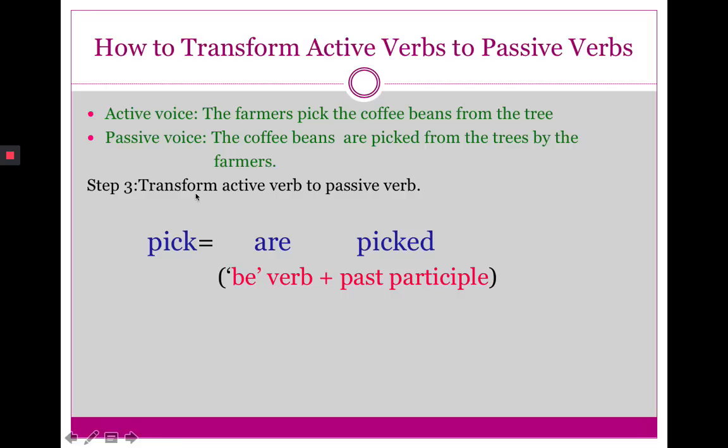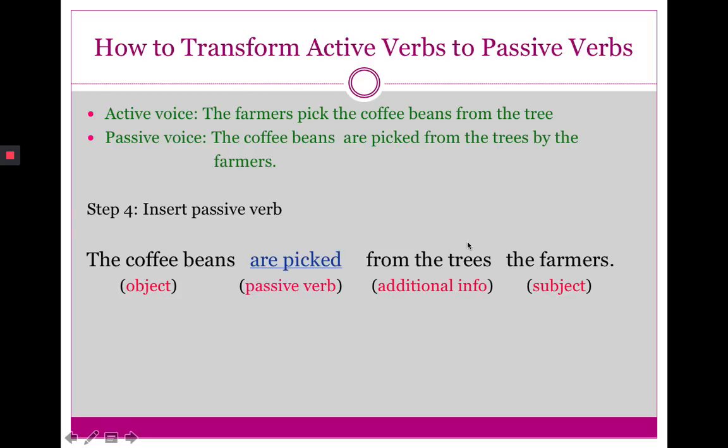Okay, step 3, transform active verb to passive verb. So the verb pick just now, you are going to transform into passive verb. So you add be verb, is or are, and then you change the word pick into past participle. Okay, so the be verb, because the object just now is the coffee beans, a lot, right? So you must use are. And then pick, because this is just regular verb, you add ed to them.